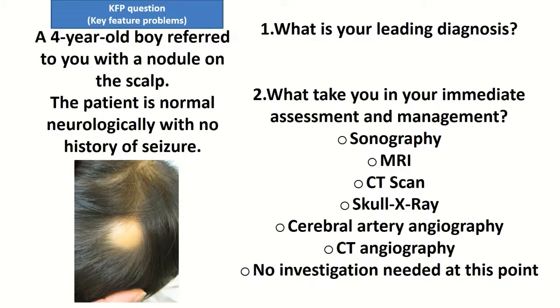A 40-year-old boy referred to you with a nodule on the skull. This patient is normal neurologically with no history of seizure. What's your leading diagnosis? Membranous aplasia cutis, as the presence of hair collar sign around a nodule. Question 2. What takes you in your immediate assessment and management? Sonography, MRI, CT scan, skull X-ray, cerebral artery angiography, CT angiography, no investigation needed at this point. As said before, for any nodule on skull, the first intervention is CT. So the correct answer is CT.